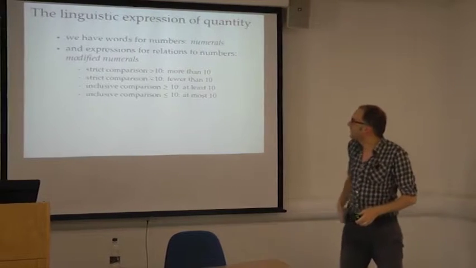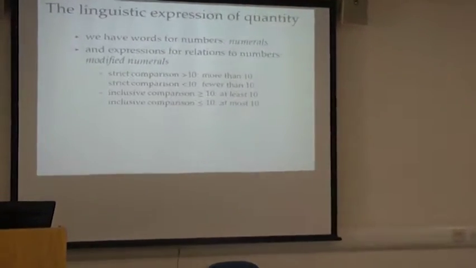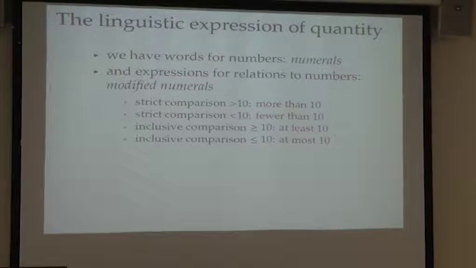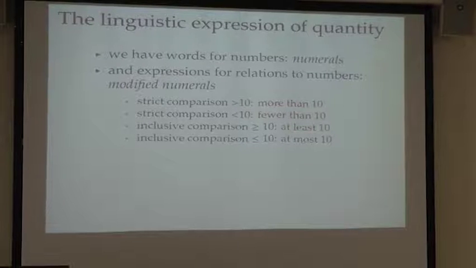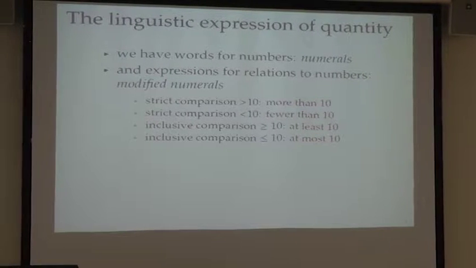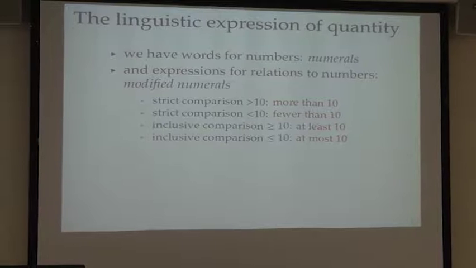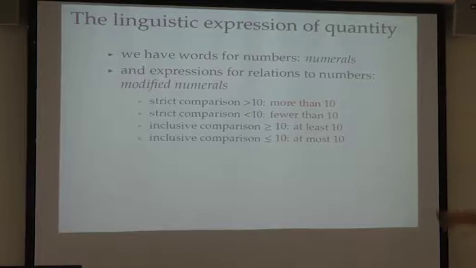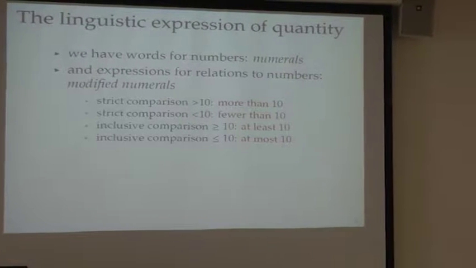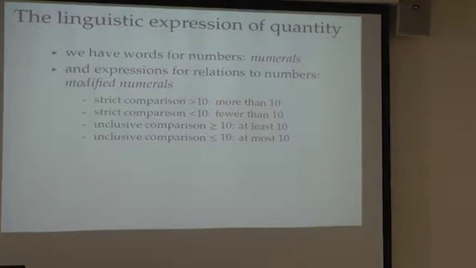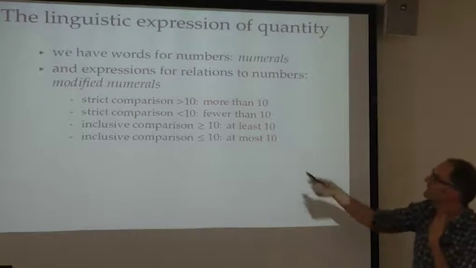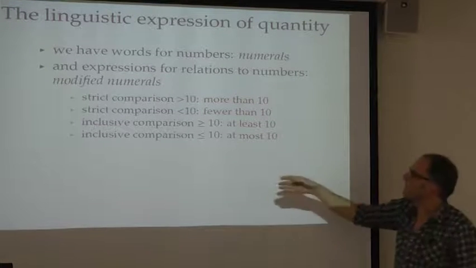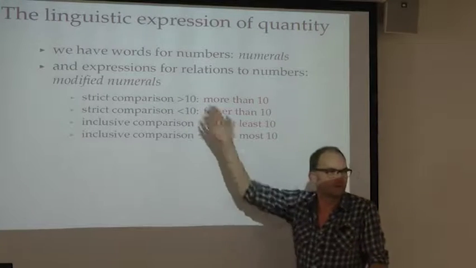Okay, so here's what this is about. This is about expressions of quantity. We've got words for numbers, numerals, and we also have expressions for relations between numbers. These are the kind of things that I want to look at. We call them modified numerals. These are things like more than 10, fewer than 10, at least 10, at most 10. Our intuition is that this somehow relates to these kinds of arithmetic relations. So more than 10 means that the number you're talking about is strictly greater than 10, right?